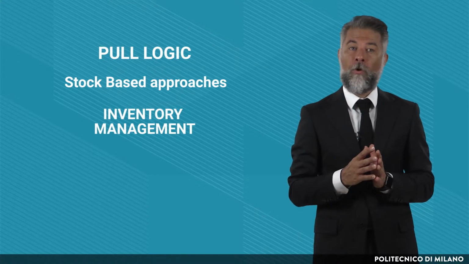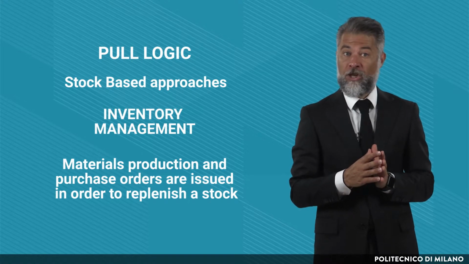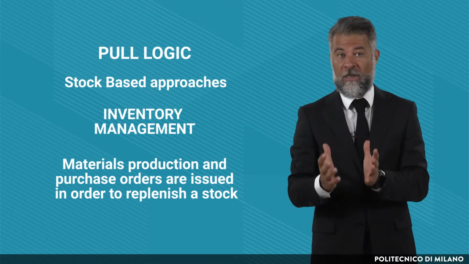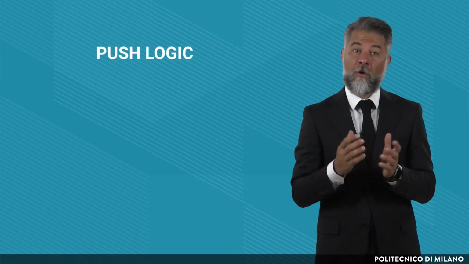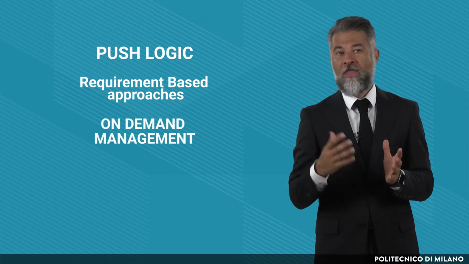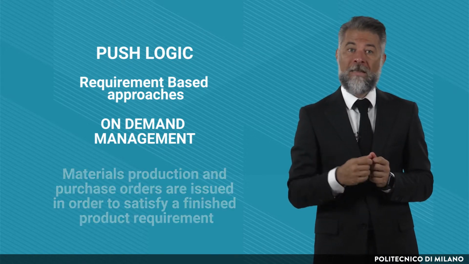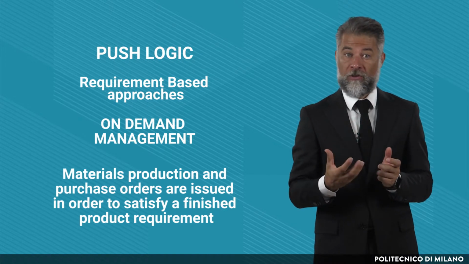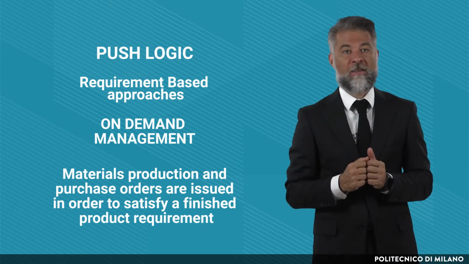When following a pull approach, materials production and purchase orders are issued in order to replenish a stock at an intermediate level of the bill of materials. The second logic, named push, includes requirement-based approaches, also referred to as on-demand management techniques. In a push system, material production and purchase orders are issued in order to satisfy finished product requirements.